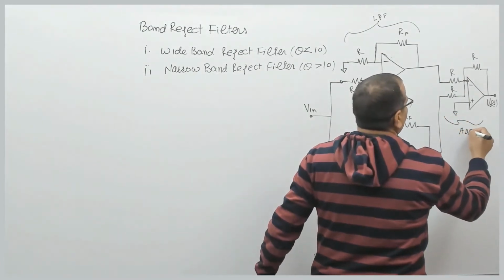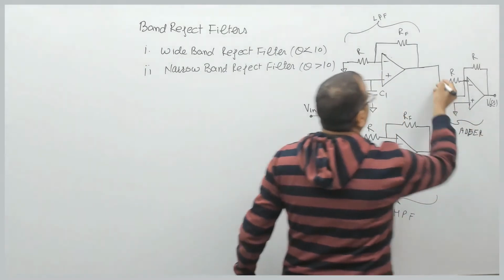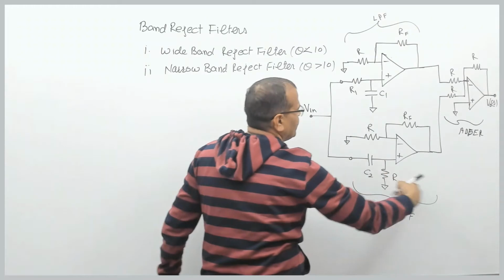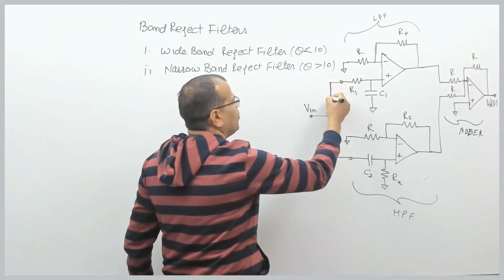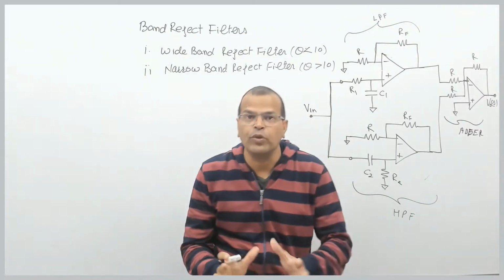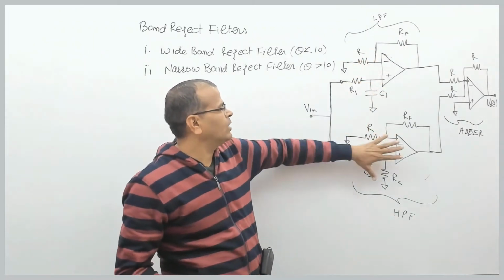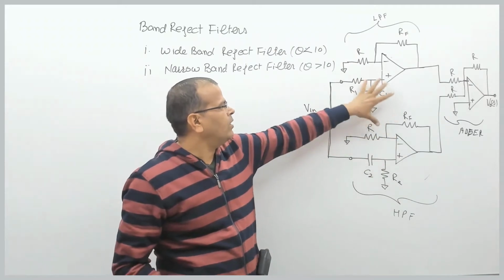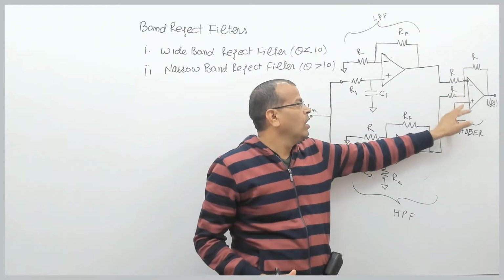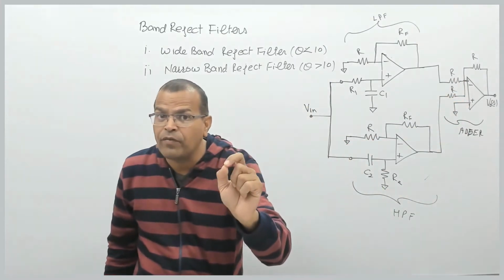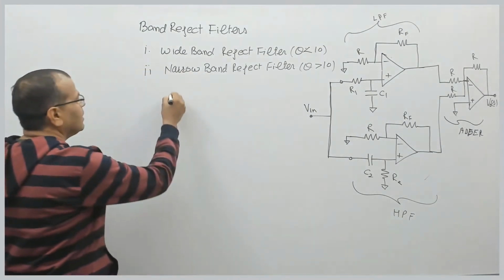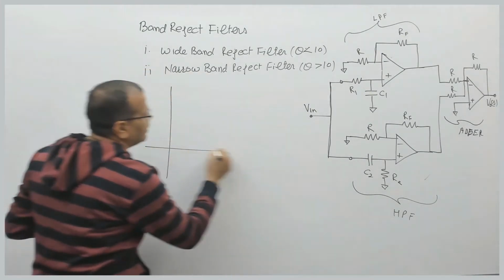So at the input of the adder circuit, what do we do? At one input we connect a low pass filter, at another input we connect a high pass filter, and the input is given to both the low pass stage as well as the high pass stage. The outputs of these two filters are connected at the inputs of a summing amplifier which is connected in inverting mode, right?